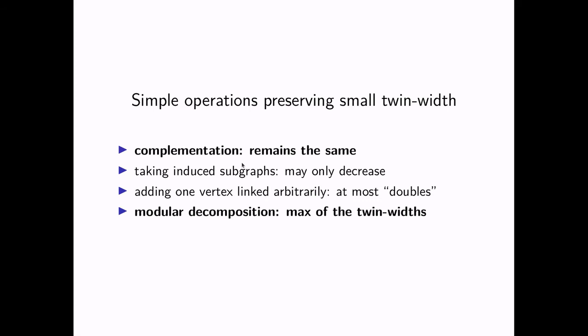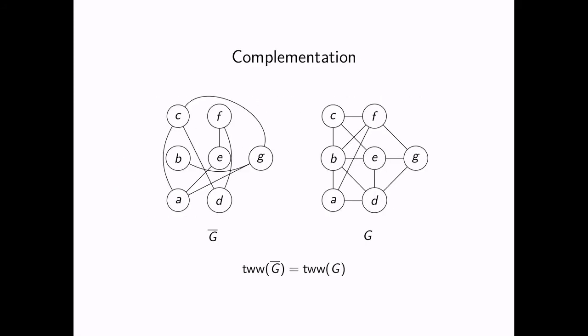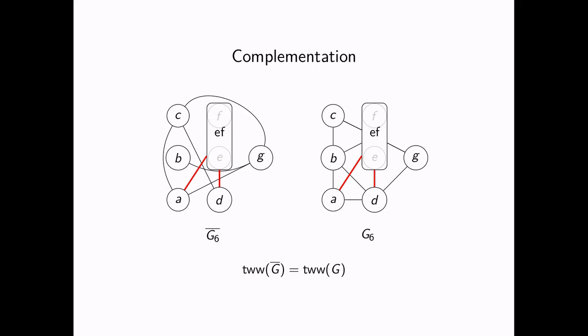And there are many simple properties that preserve bounded twin width. So it seems at first sight to be a robust notion. So if you do complementation, or if you take induced subgraphs, if you add a vertex that you link arbitrarily to your graph, and we'll see if you do some modular decompositions, those things would behave well with twin width. We will see the two that are in bold. So complementation, I said the twin width remains the same, so why? You can take the same sequence. You take the sequence for G and you apply it to G bar.